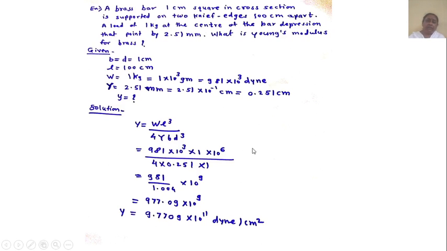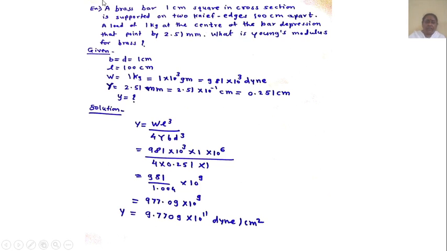Now see an example. A brass bar 1 centimeter square in cross section is supported on two knife edges 100 centimeter apart. A load of 1 kg at the center of the bar depresses that point by 2.51 mm. What is the Young modulus for brass?